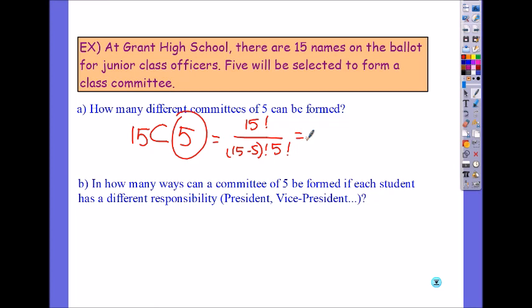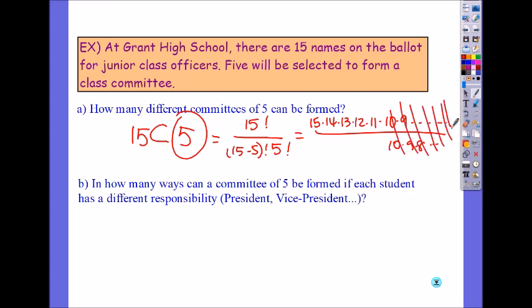So first, let me show you how to do this by hand. Guys, write this down. 15 factorial is 15 times 14, 13, 12, 11, 10, 9, dot, dot, dot. I'm going to just write dots. Why? What is 15 minus 5 factorial? Isn't that 10 times 9 times 8 times dot, dot, dot? That means these are all gone. You see it? Now I have 5 factorial left. So I can put 5, 4, 3, 2, 1. You don't have to write 1.